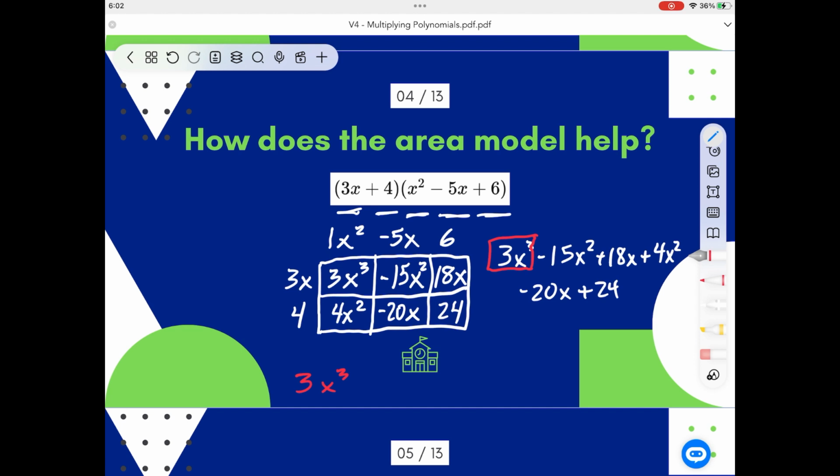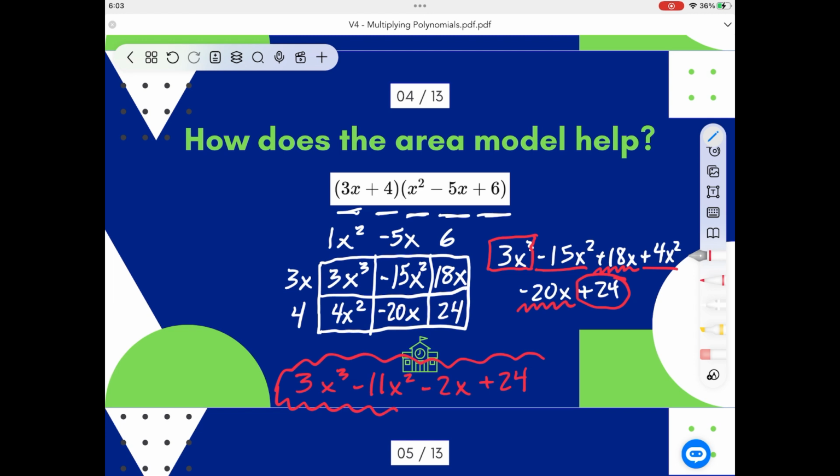X squareds show up here and here. I have minus 15x squared and a plus 4x squared. Since I have some minuses and some pluses, those are going to cancel each other out a little bit. If you do 15 take away 4, that's 11. And because we had more negatives, that means it's a negative 11x squared. Then as far as x's go, I have 18 minus 20. That leaves me at minus 2x. And I end up with a constant, only one of those, which is plus 24.